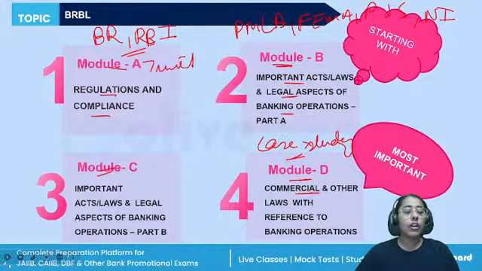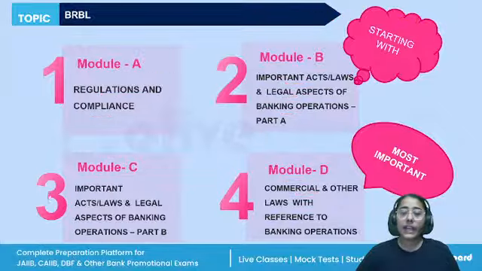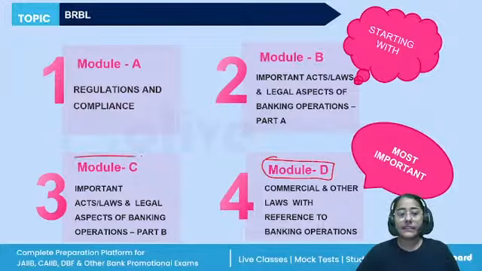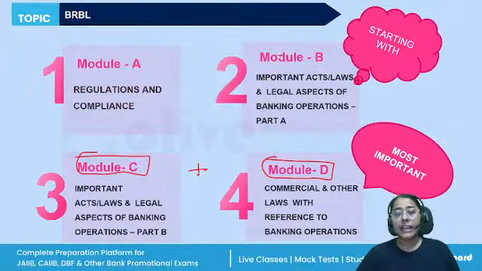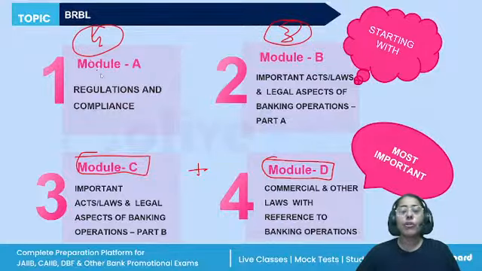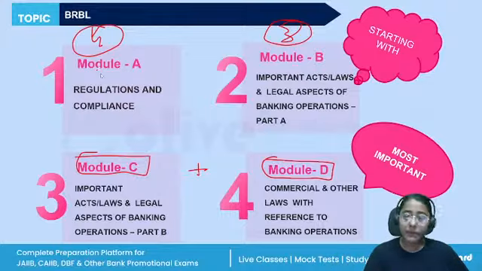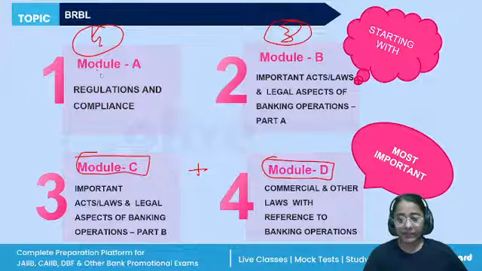Now, if I talk about the priority, so highest priority definitely is of Module D and C. So module C and D are most important. Then on third, we have module B, and fourth, we have module A. This priority is based on the number of questions and the number of topics that have been asked from the particular module in the previous exam sessions.